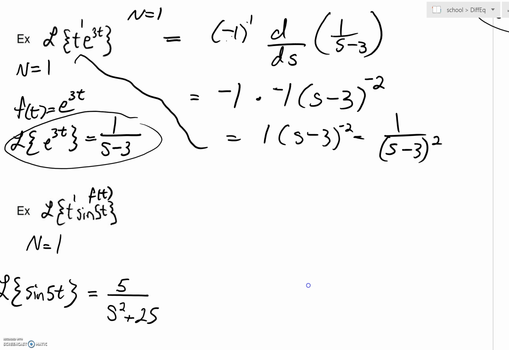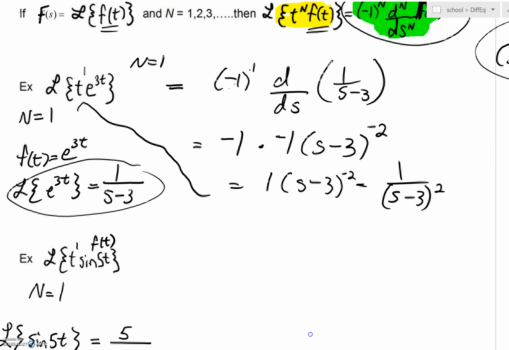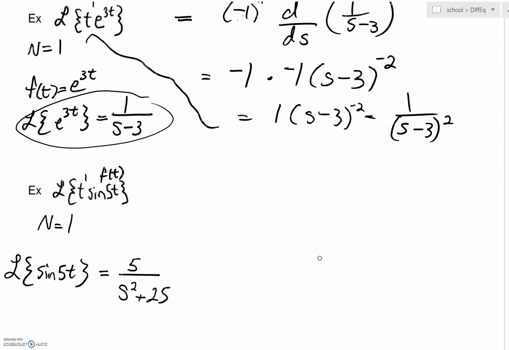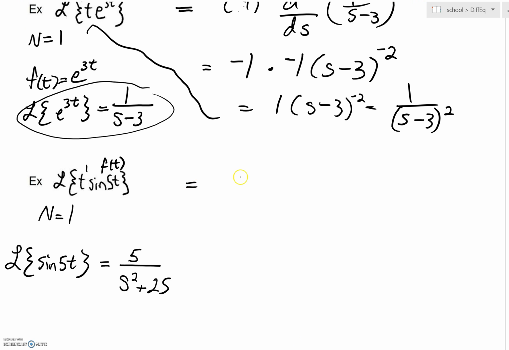Now, once again, let's look at the top here just for a second. We need to have -1 to the n. So we've got -1 to the 1. And then we're going to take our first derivative of 5 all over s squared plus 25.